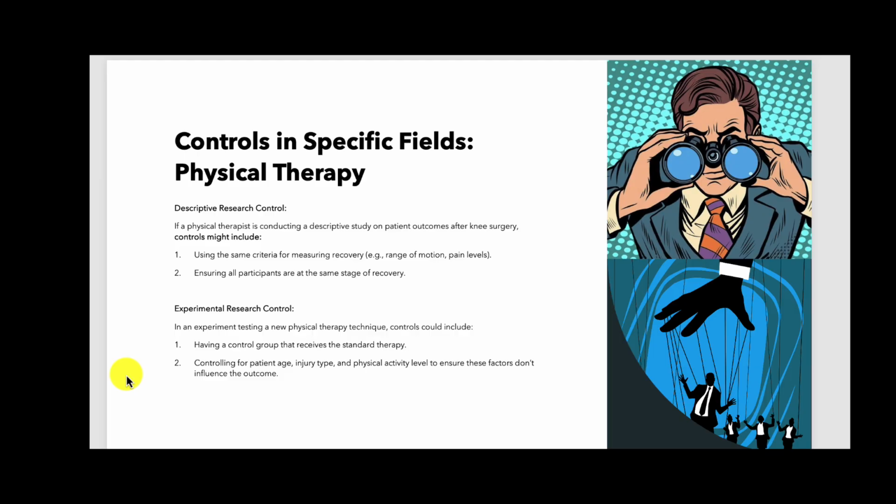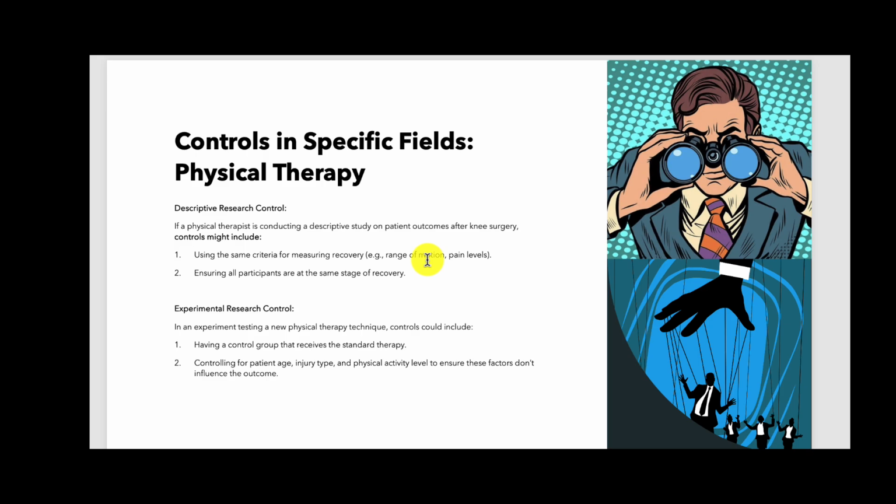Now, I just have a few examples here of controls that you might see in your specific field. So if we're doing descriptive research control and we're looking at physical therapy, well, if a physical therapist is conducting descriptive research, and let's say they're looking at patient outcomes after knee surgery, these controls might include using the same criteria of measuring recovery. So range of motion, that might be a control. We're not going to do different range of motion tests every time somebody comes in for therapy. Right? That would alter our data. So we need to maintain consistency, which will be our variation of control.